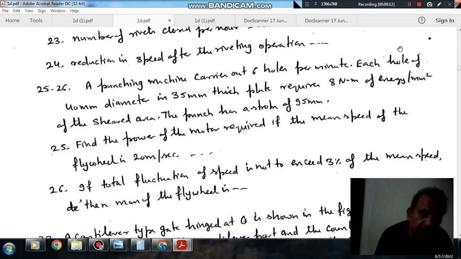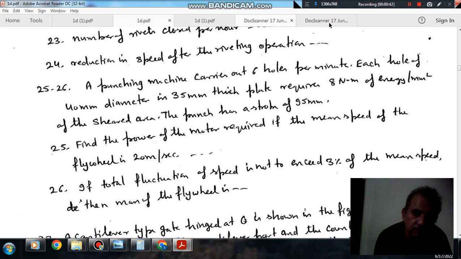The statement is: a punching machine carries out 6 holes per minute. Each hole of 40 diameter in a 35 thick plate requires 8 Newton meter of energy per square of the sheared area. The punch has a stroke of 95. Question number 25 is: find the power of the motor required if the mean speed of the flywheel is 20 meter per second. Question number 26: if the total fluctuation of speed is not to exceed 3% of the mean speed, then the mass of the flywheel is?